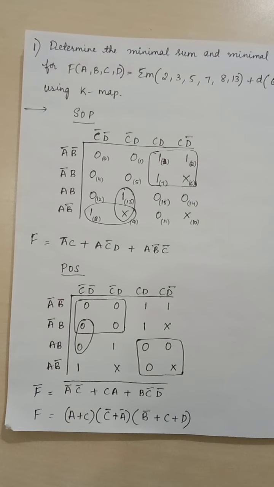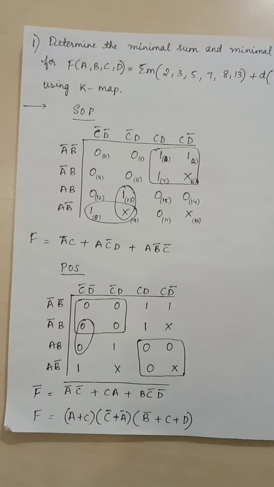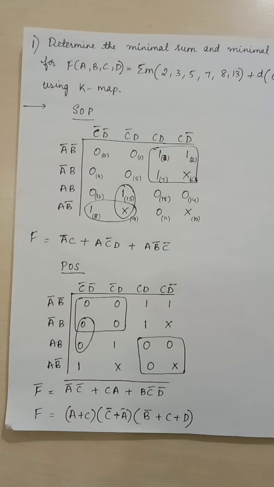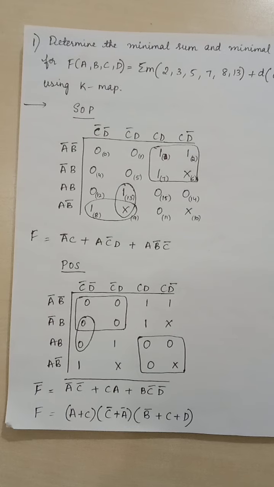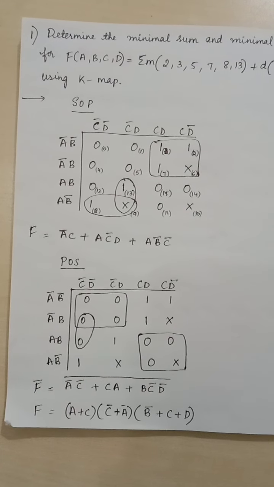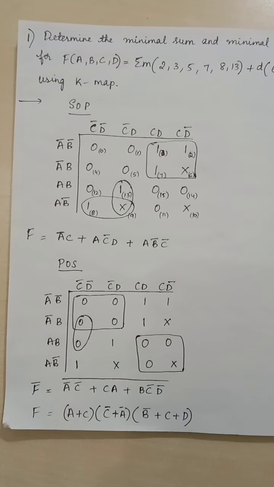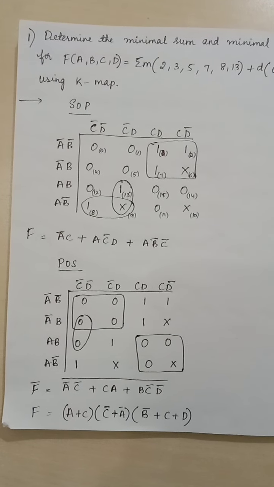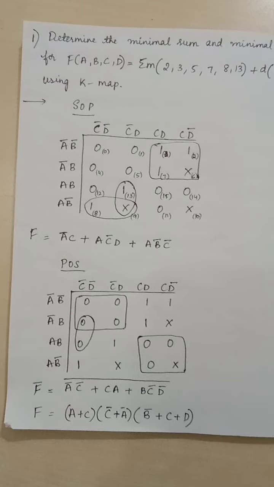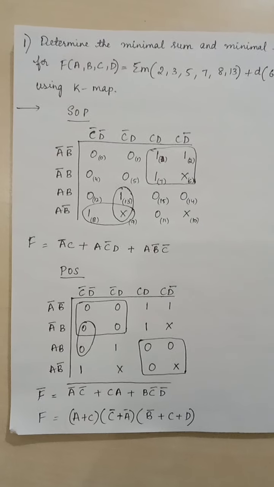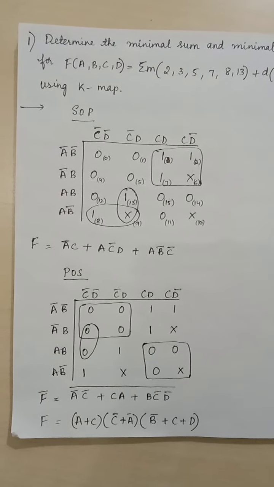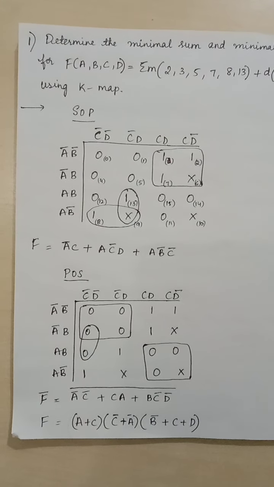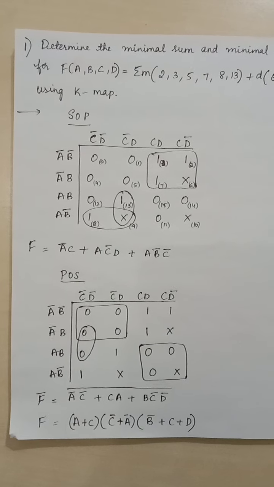Next step is grouping. We should group all the ones either in the form of octant, quadrant or pairs. X can be considered as 1 wherever grouping is necessary. So here all the ones are grouped and after grouping, I got 1 quadrant and 2 pairs. Next step is to write the equation including these three groups. There is a pattern to write the equation. First I will take the quadrant. Quadrant lies between the rows A bar B bar and A bar B and columns CD and CD bar.